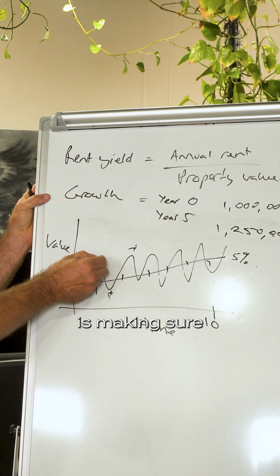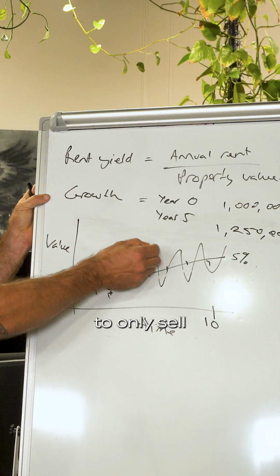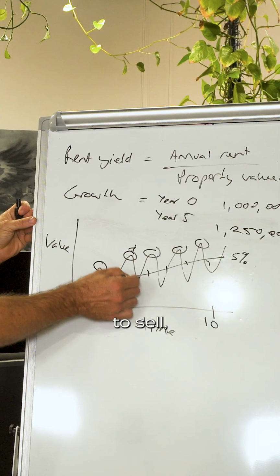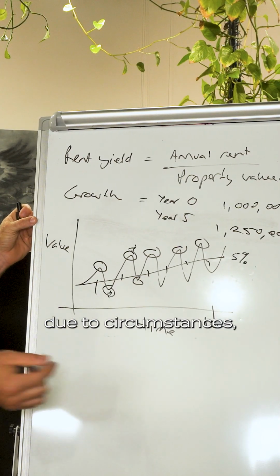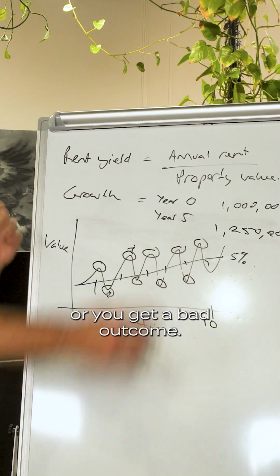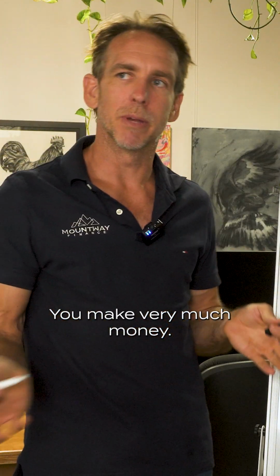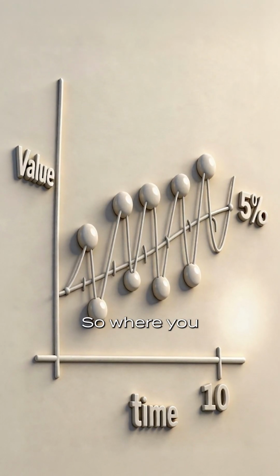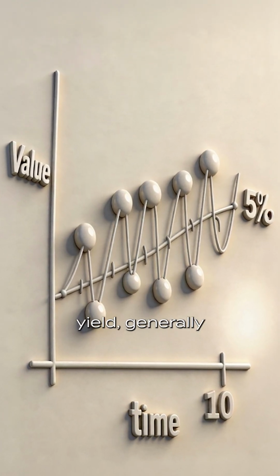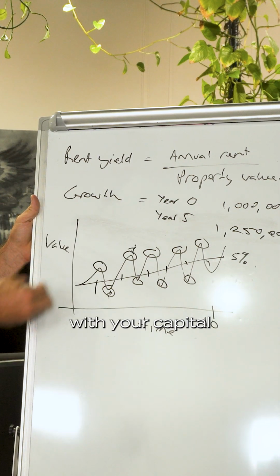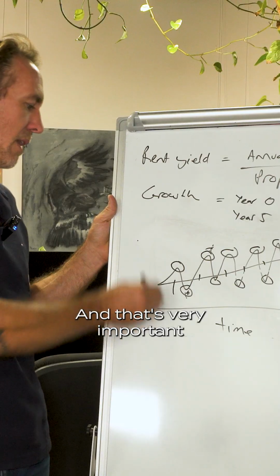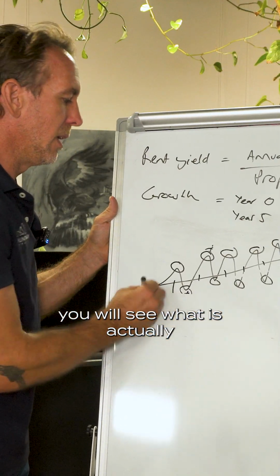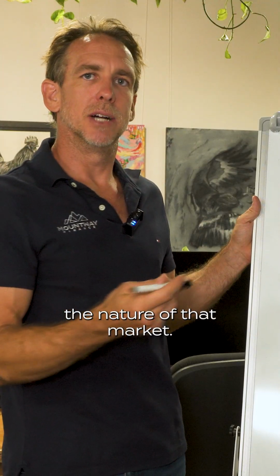What it's saying is that if you go into that investment, really what you want to be doing is making sure you have the option to only sell at these points in time. Because if you're forced to sell, as in you don't have the option due to your circumstances, you will lose money or you'll get a bad outcome. You may not lose money, but you may not make very much money, right? So yield is offsetting this picture. So where you see higher yield, generally you have less certainty with your capital growth outcome. And that's very important because when you look at yield across different places and property types, you will see what is actually the nature of that market.